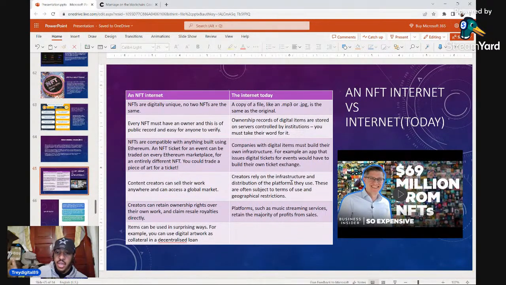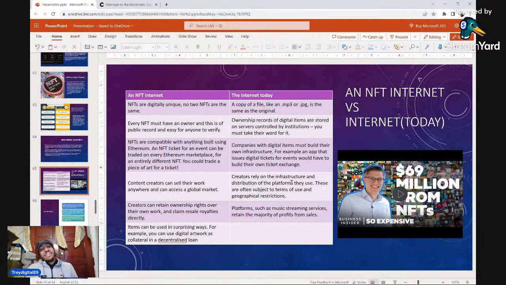Imagine, and you see cancel culture, they're canceling people for every little thing, and you won't have to deal with that if you create an NFT. So creators can retain ownership rights over their own work and claim resale royalties directly. Come on, that's a good deal. Platforms such as music streaming services retain the majority of the profit from sales.